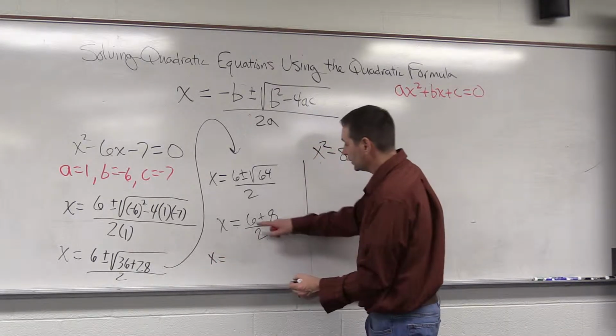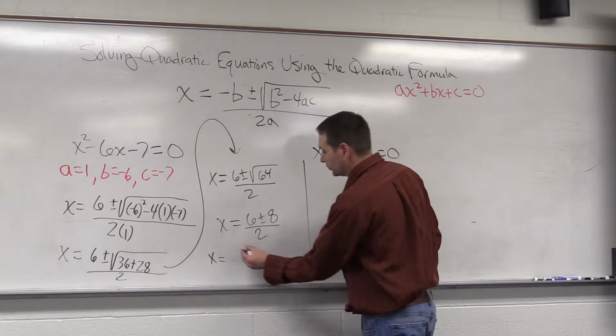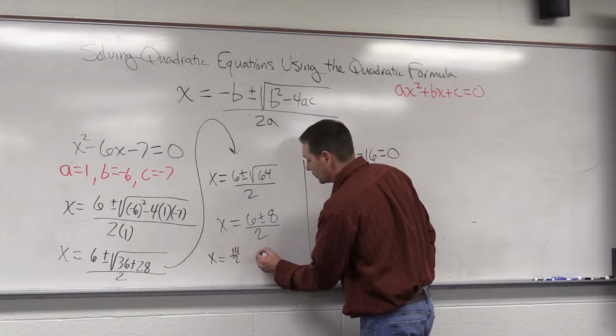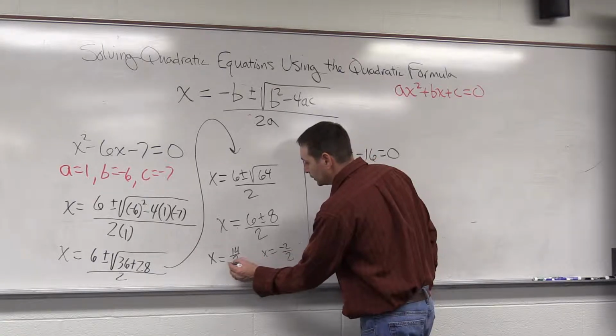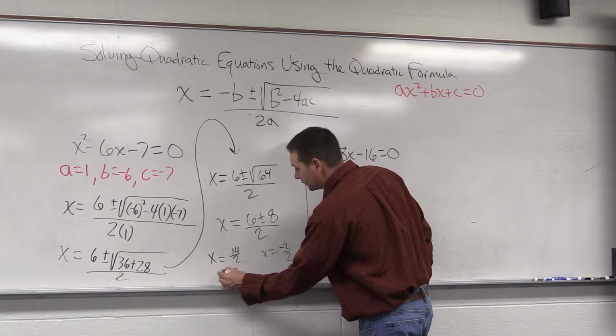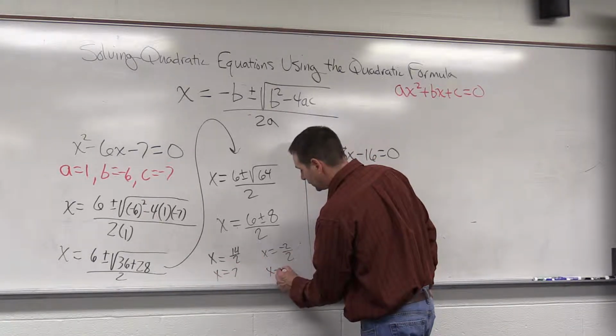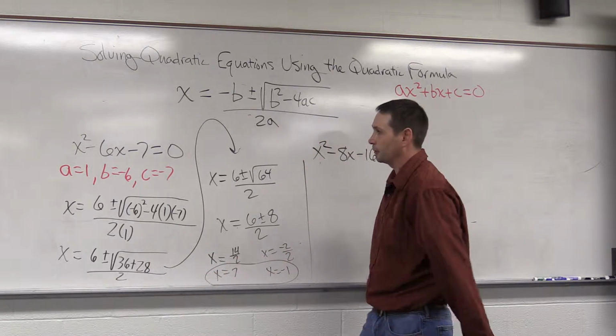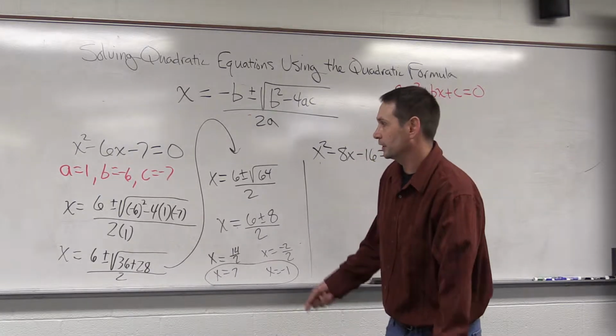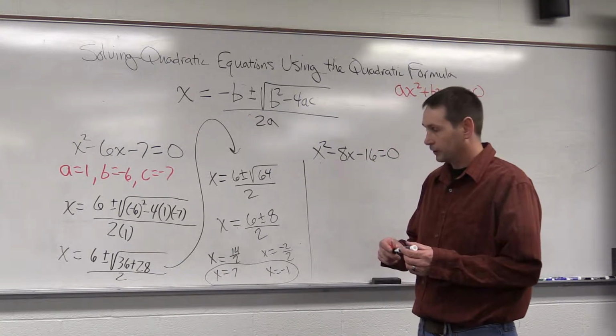X is going to equal 6 plus 8 over 2, which will be 14 over 2, or x is going to equal 6 minus 8, which is negative 2 over 2. So you'll end up getting 7 for an answer, or negative 1. So there's your two answers. Much quicker by factoring, right? But most things don't factor, so we need another method.